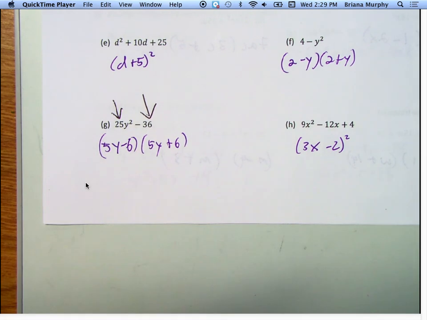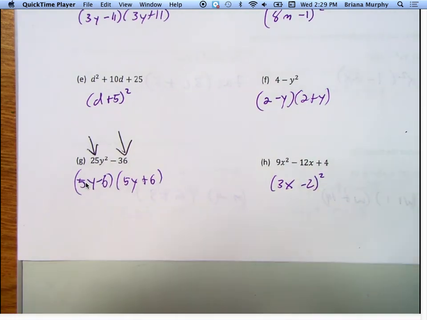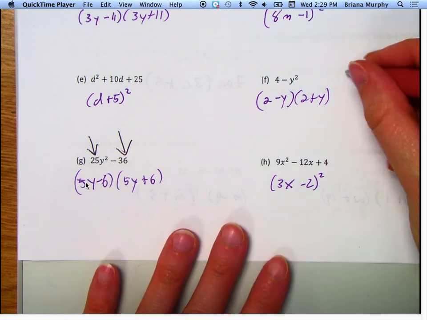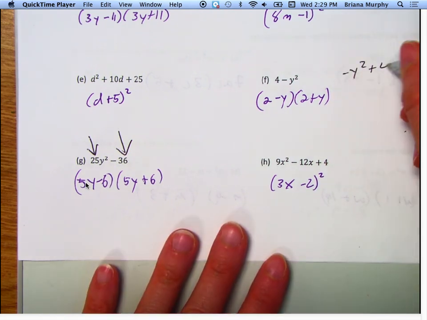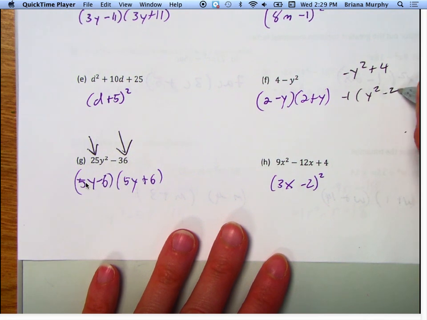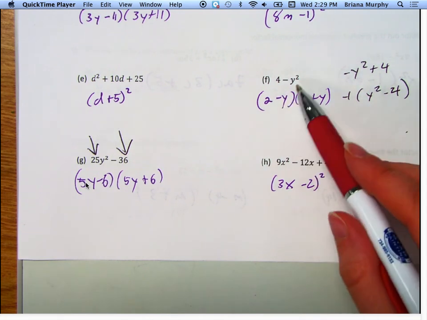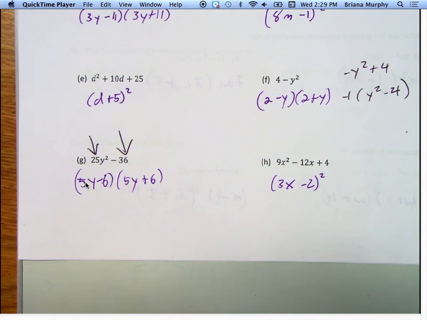Jamie. So for F, I did it opposite because I switched them around, so I got y minus 2 and y plus 2. Yeah, if you go like this, you just then have to take a negative out before you do it, because that negative goes with the y squared. You know what I'm saying? Okay. Any others?